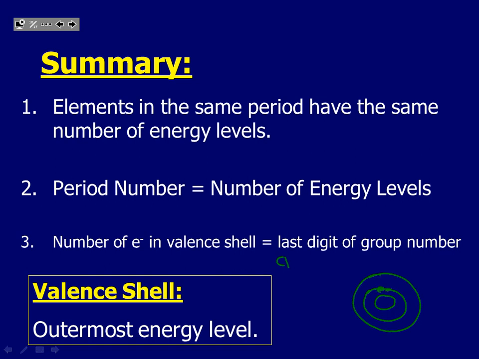How many go in the second orbit? Count across the periodic table. I'm over to here. How many are going to go in that second orbit? Travis? 8.